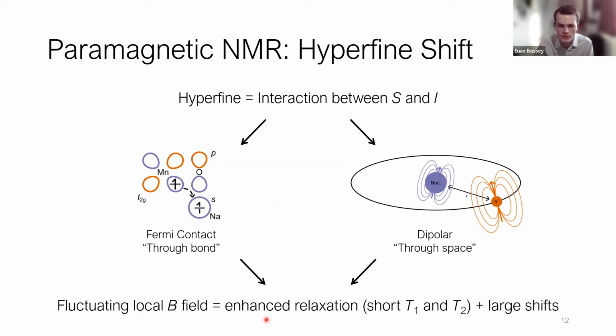And you end up with an enhanced relaxation, so short T1s, short T2s, and generally large magnitude shifts. By that, I mean a short T1 would be a few milliseconds or shorter, a short T2 is a few hundred microseconds or shorter. Large shifts, usually several hundred, if not several thousand ppm.